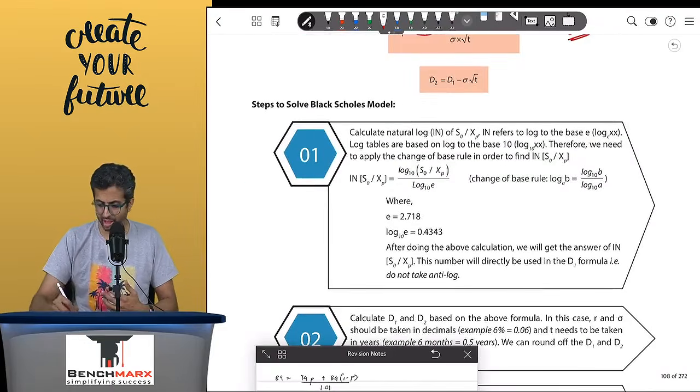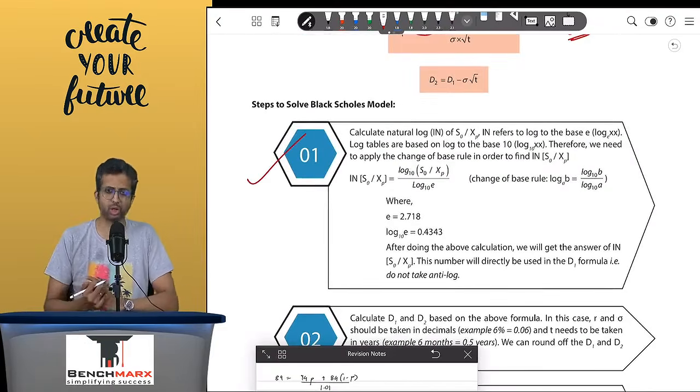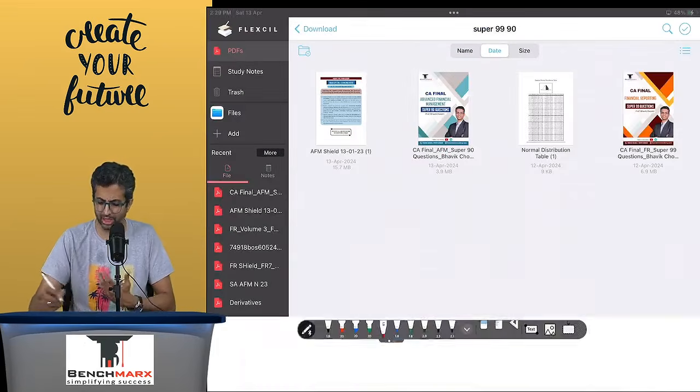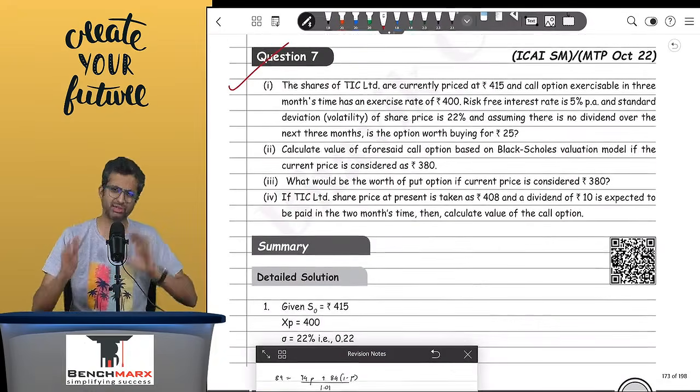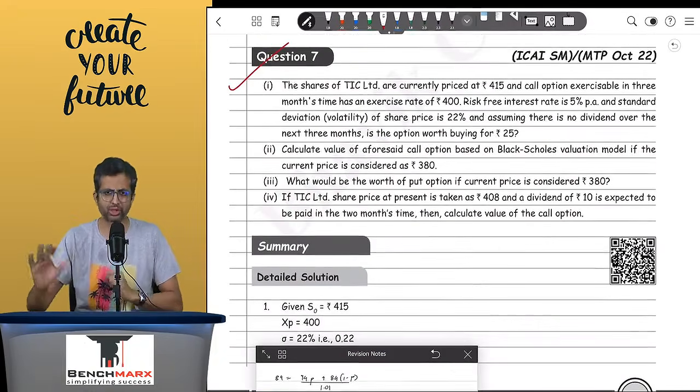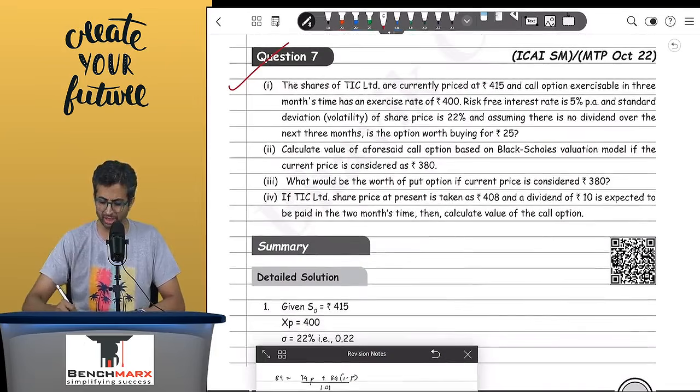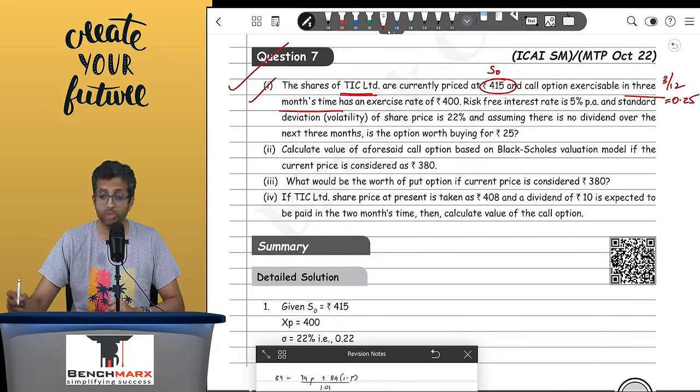See, the first step is to calculate the natural log. So for natural log, we will take a sum and understand it along with that sum. Let us say question number 7, we'll just focus on sub point 1 so that we understand the Black-Scholes application. The shares of TIC are currently priced at 415. So this will be your S0, and the call option is exercisable in 3 months' time. So this will be 3 by 12, that is 0.25, your T.